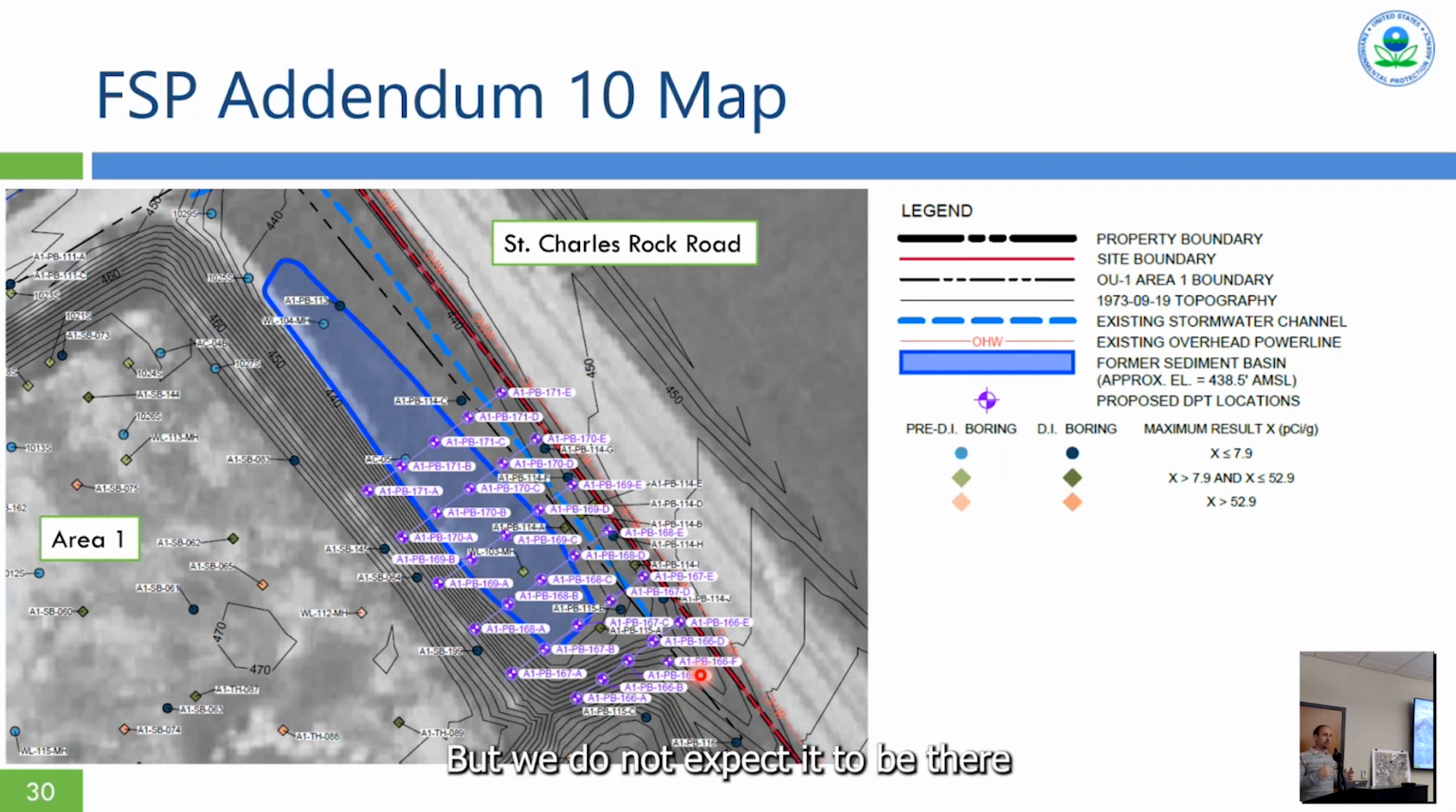But we do not expect it to be there because that road has been there long before any rim was brought to the site. Addressing it doesn't necessarily mean digging up the road. You could put institutional controls on. So if they have to dig up that road, it can be addressed at that time. I wanted to alleviate some of your concerns, I think, based on that.